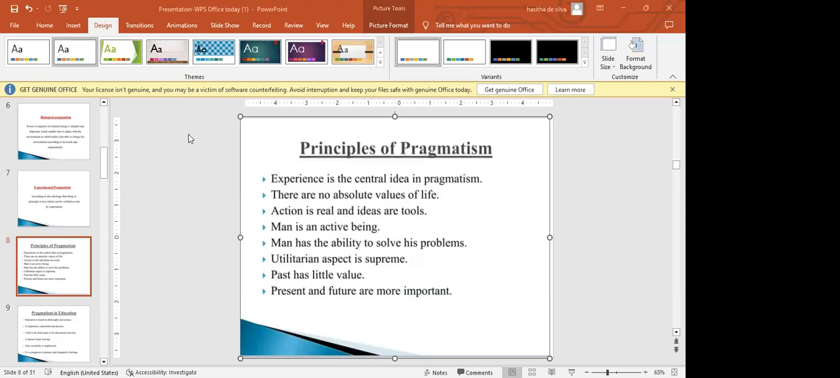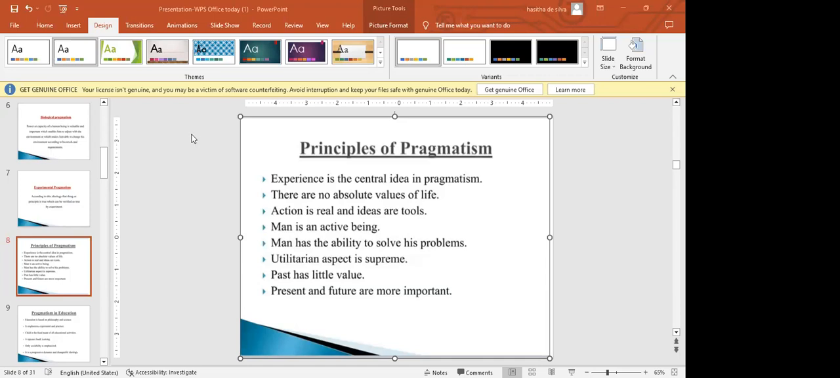The first one is that the past has little value. According to this ideology, ma'am, they have considered the past as dead and gone. That means people do not have to stick to the past. They have to forget that past and move to their future. That's the basic idea I have taken.